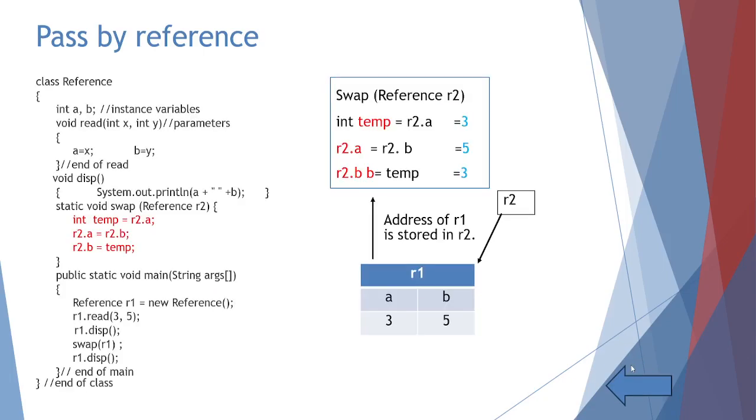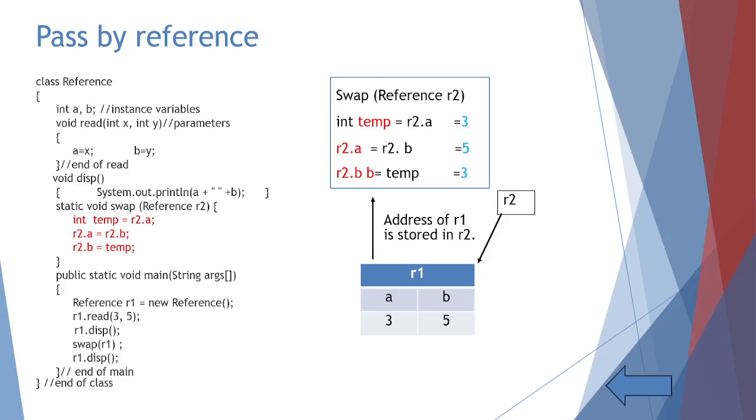Let's see an example. Class reference has two instance variables, a comma b. Now, read method is an instance method. Disp method is an instance method. They can directly access instance variables. Now, two static methods are there. First one is static void swap. Second one is main method.